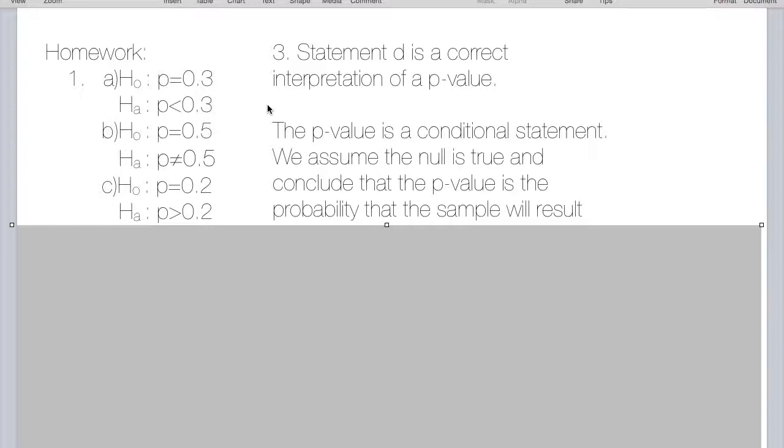Hint, hint, multiple choice questions. Good questions for tests. Just going to leave it right there.